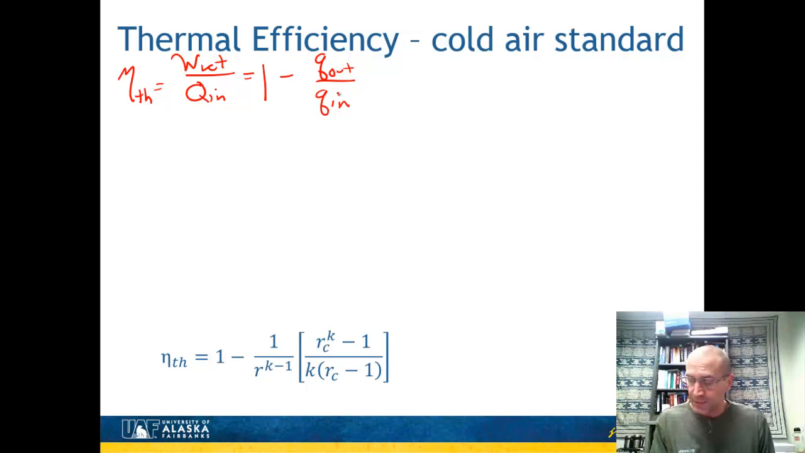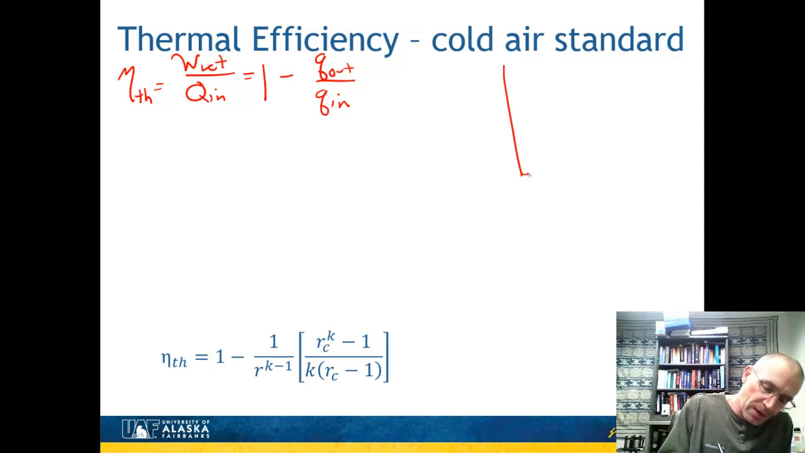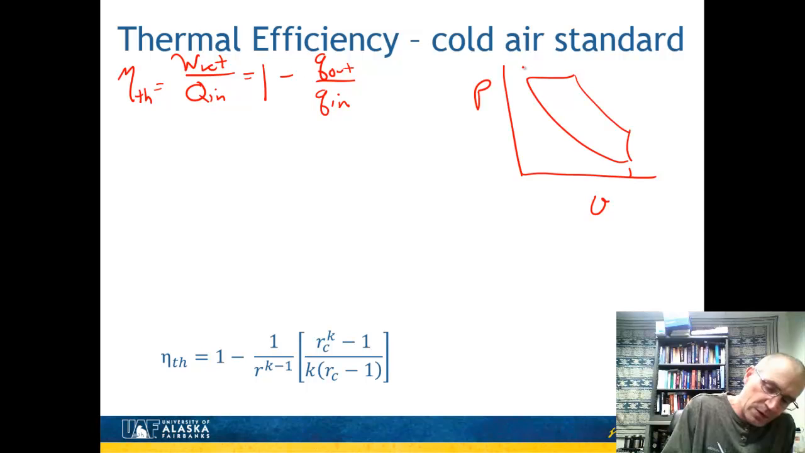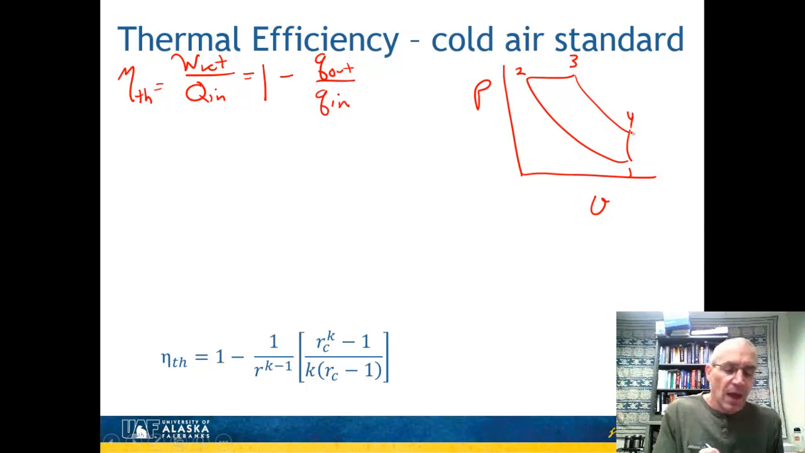Again, remembering, here's my diesel cycle. I'll just draw it up quickly on a PV diagram, just like that: 1, 2, 3 to 4. The Q in step, which is right there, going from 2 to 3, is going to be a little different than what we had before. With the Otto cycle, we had a C_v term.